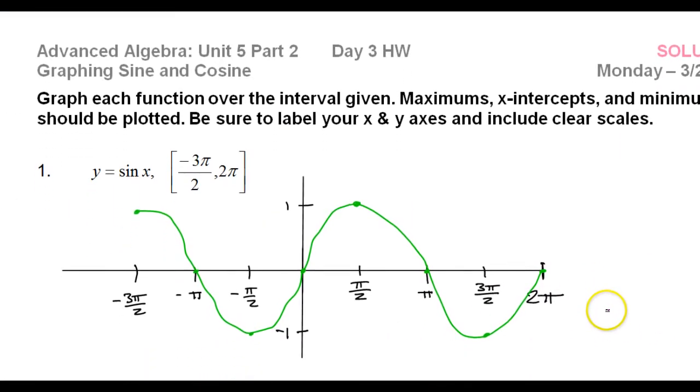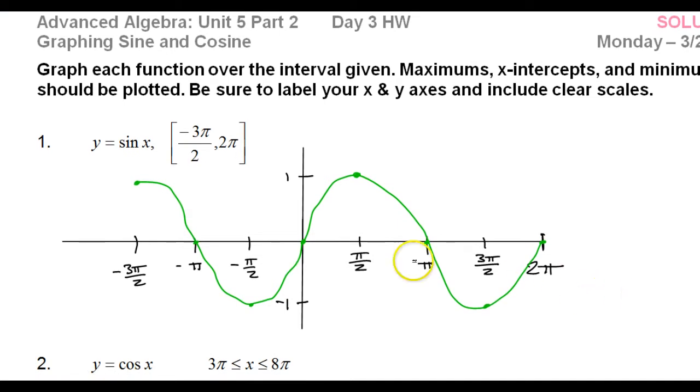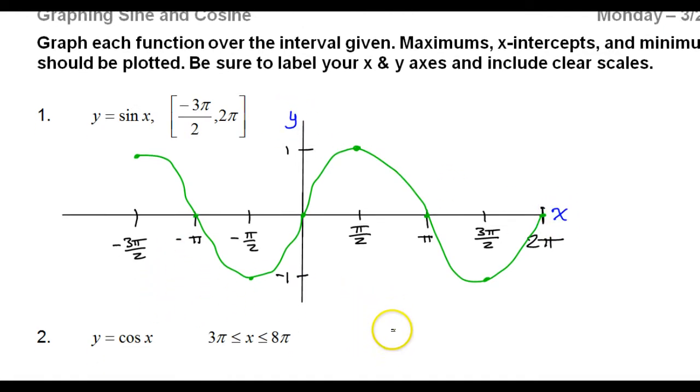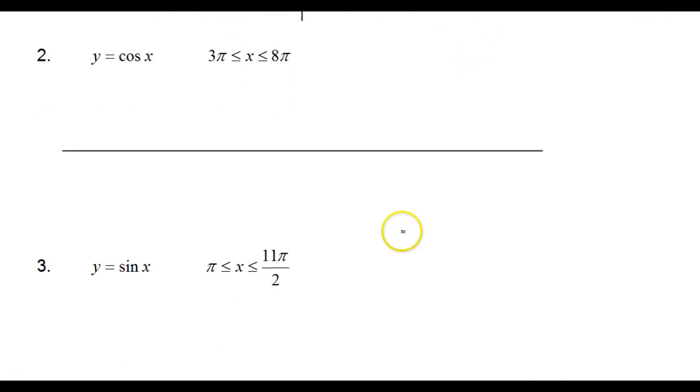So here is your sine function from negative 3 pi over 2 to 2 pi. Don't forget to label the axes. There's my x and there's my y. Alright, let's do it again for number 2.